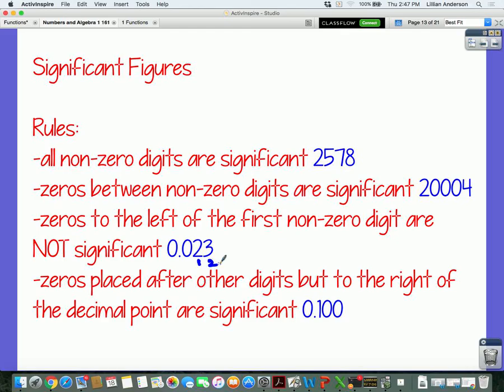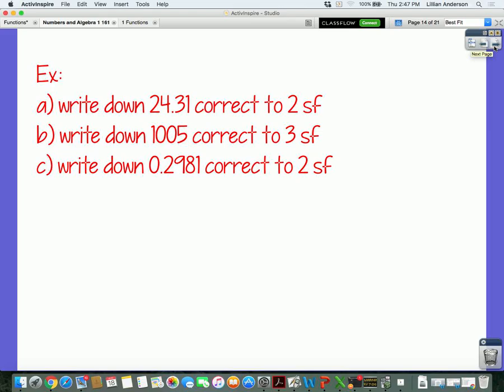And the last one: zeros placed after other digits to the right of the decimal point are significant. So in this case, 0.100, those zeros after that 1 are significant because they follow a non-zero digit. So you start your count for your significant figures at your first non-zero digit. That's the easiest way to figure out where exactly you round. We're going to look at these 3 examples together, and I'll probably give another example too, just to make sure the point is across.